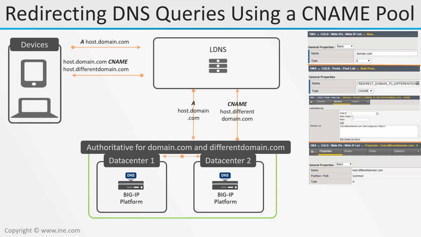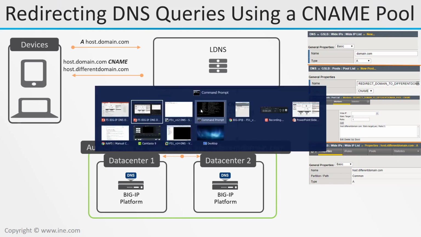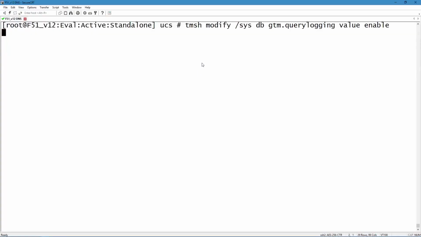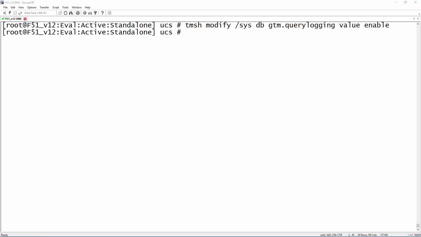You can actually take a debug command that I'll show you, and this is modifying the GTM query logging. Now, disclaimer, you really don't want to do this in a production environment. It's only recommended for lab use because it can really jump up the CPU depending on how many requests you have. But it's really good for a VE lab environment, especially in our case.